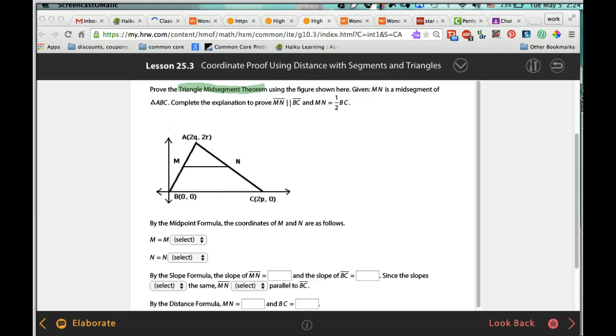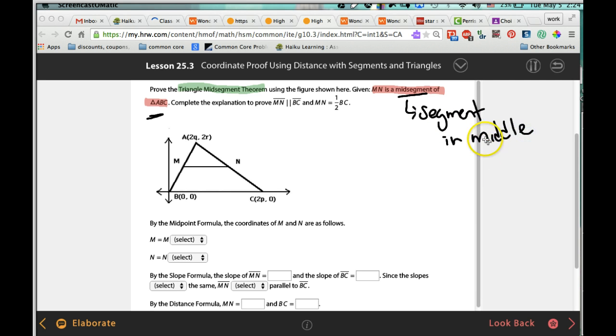And they give you more information. And the more information they give you is MN is a midsegment of triangle ABC. So can somebody tell me, what does midsegment mean? The middle of what? Yeah, the segment is right smack in the middle of the triangle, okay? This is the line or segment. That's wrong, not a line. This is a segment in the middle, okay? This is a segment in the middle of the triangle.